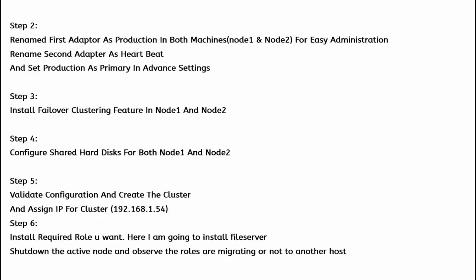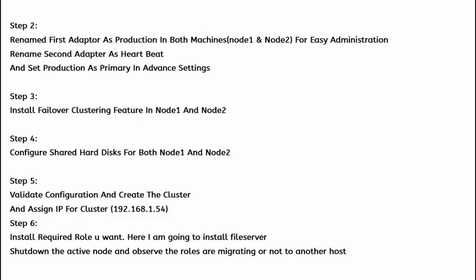The second step is to rename the adapters as public and private in both node 1 and node 2, and set the public adapter as primary and the heartbeat as secondary in the advanced settings. I will show you. The third step is to install the failover cluster feature in node 1 and node 2. After that, we need to configure the shared hard disk for both node 1 and node 2. The fifth step is to validate the configuration. If any errors occur, clear those errors, then create the cluster and assign the IP for the cluster.